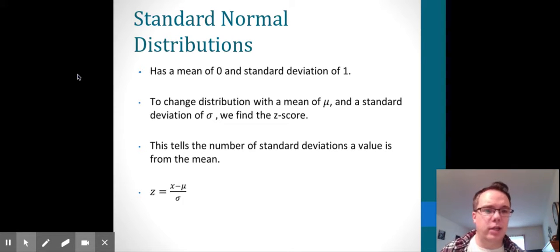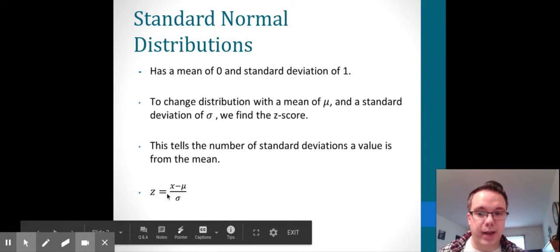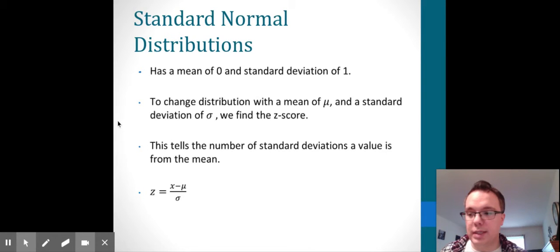In order to change any distribution so that it looks like that, we use what's called a z-score. We can change any data value we have, given the mean and the standard deviation of that distribution, so that we can easily find the probability or the area under the curve that corresponds to the standard normal distribution. To change any value we're given to its z-score, we take that value and subtract the mean, and then divide by the standard deviation. So a z-score, again, is that value minus the mean, over the standard deviation.